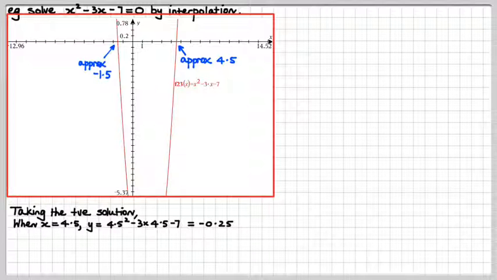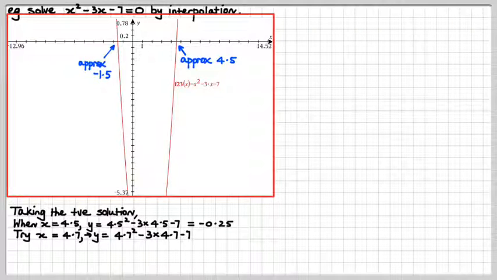Do you understand that? So therefore, we'll try something a little bit more on the other side of our supposed solution at around about 4.5 for x. So I'm trying 4.7. Now, we get plus 0.99. So if you also look at the graph again, that red graph, you can see that it becomes very rapidly positive as you move to the right from that x value of 4.5, you see.